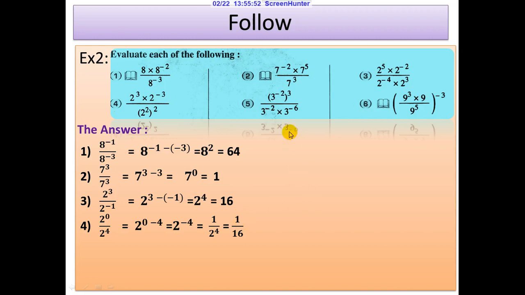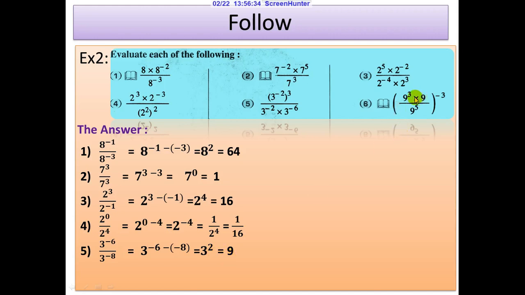Okay? Exercise number 5. We have 3 raised to power negative 2, all of them raised to power 3. We must multiply their power. And down in the denominator, we have like 2 bases, and we multiply both of them, so we must add their powers. Number 5, it will be equal 3 raised to power negative 6 over 3 raised to power negative 8. And write 3 down and subtract their power. It will be equal 3 negative 6 minus negative 8 equals 3 raised to power 2. Finally equal 9.